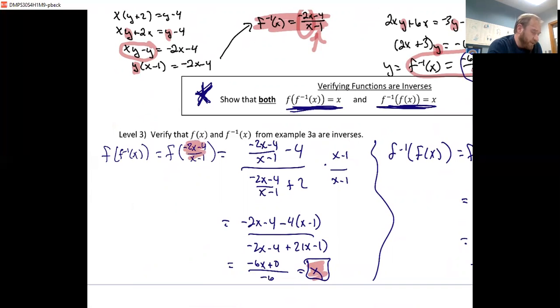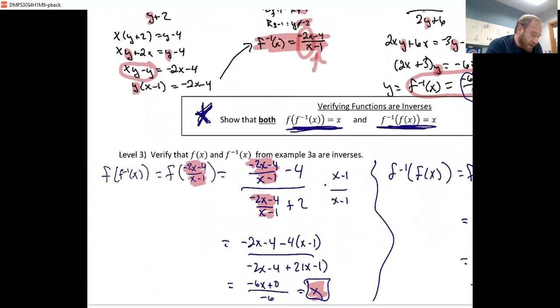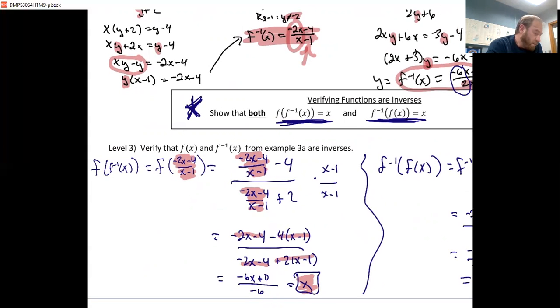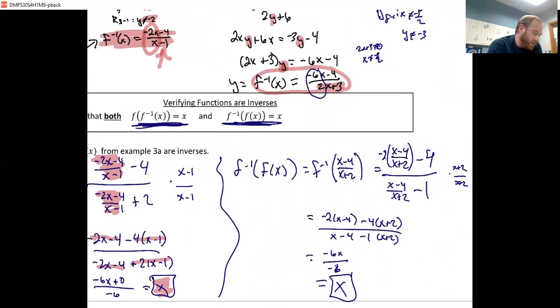So I'm plugging f inverse into the f function, and this is referring back to problem 3, the f function is x minus 4 over x plus 2. But instead of x, I'm plugging in f inverse. Multiply by the LCD, you can see that x minus 1 distributes to the first term, distributes to the second term, which simplifies down to x like it was supposed to. But we don't just stop at doing one side, we have to work backwards, f inverse of f.